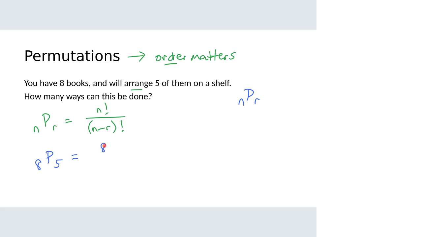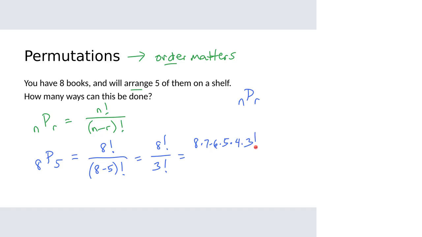So we'll have n factorial over n minus r factorial. And that'll be 8 factorial over 3 factorial. And then from here, we can finish this up. The way that we're going to do that is I'm going to rewrite 8 factorial. 8 factorial means 8 times 7 times 6 times 5 times 4 times 3 times 2 times 1. I'm going to write that out.